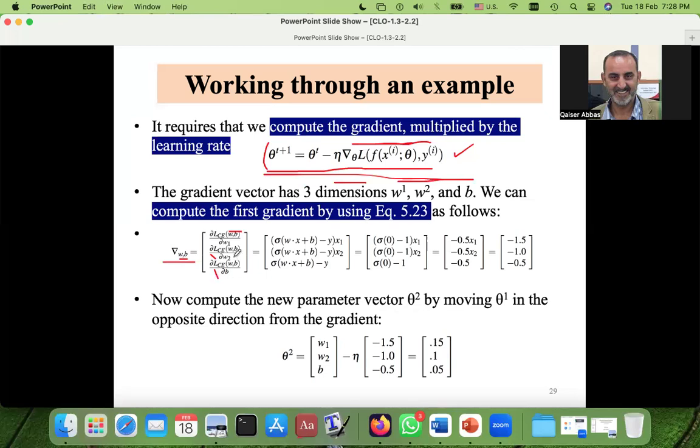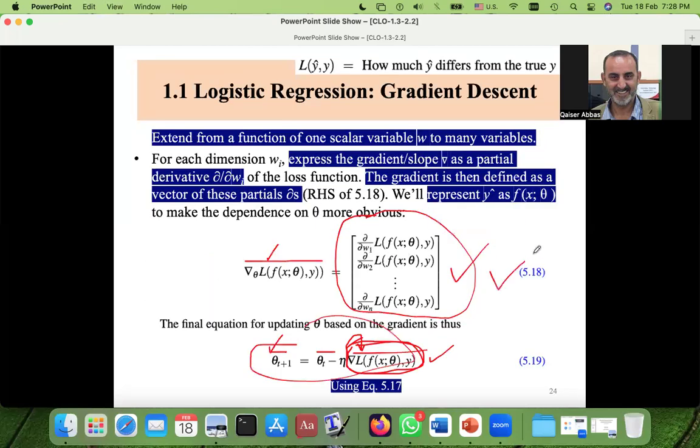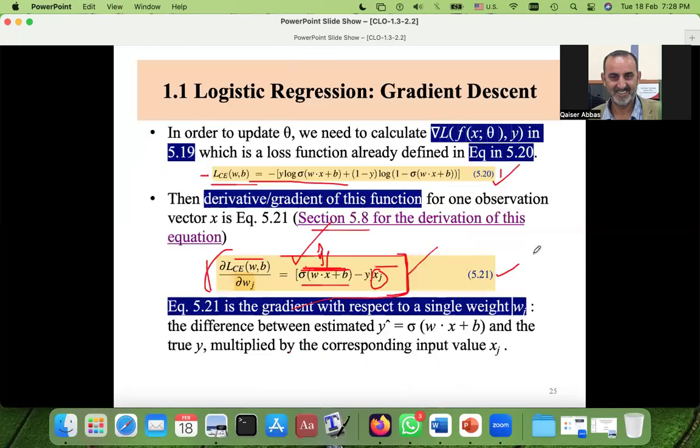The other things are the same everywhere. It is easy to memorize. The only difference is that I have to calculate the partial derivative for W1, for W2, and for the bias. This is written according to that previous equation that I showed you, according to equation 5.18.